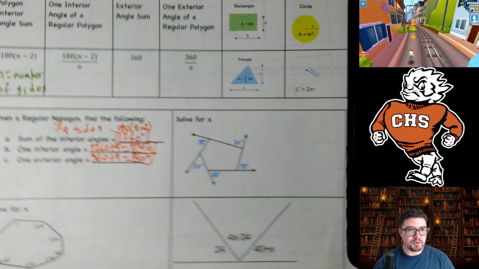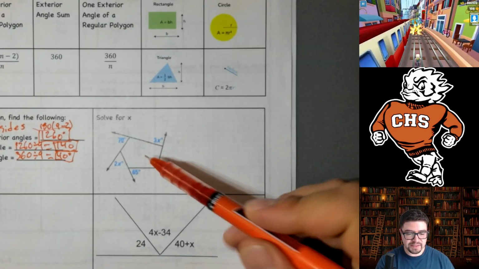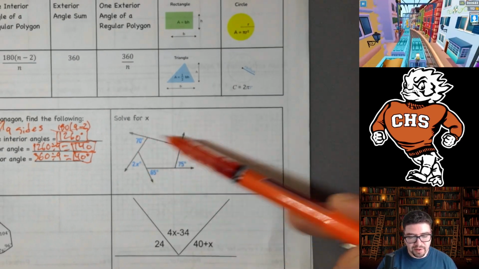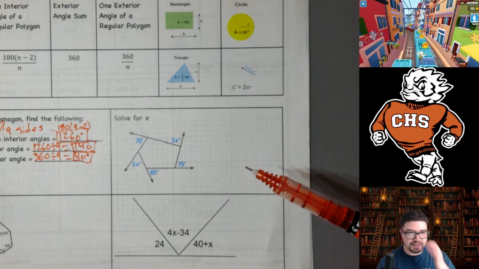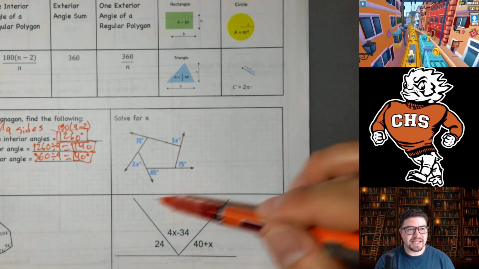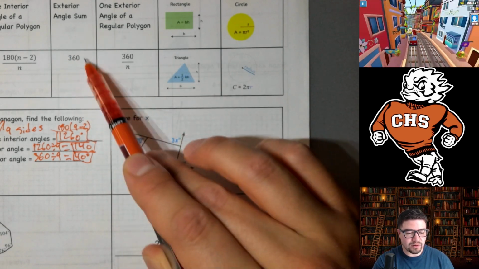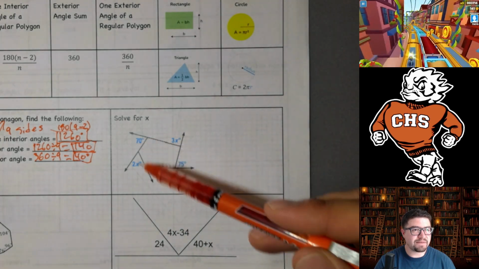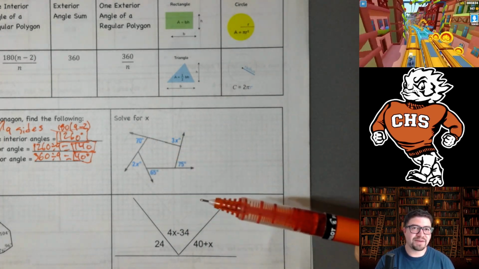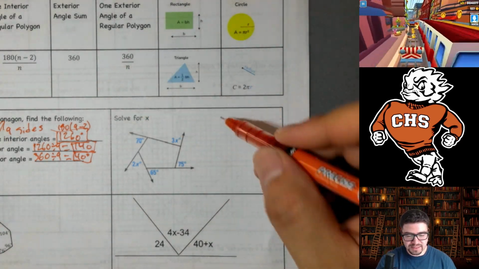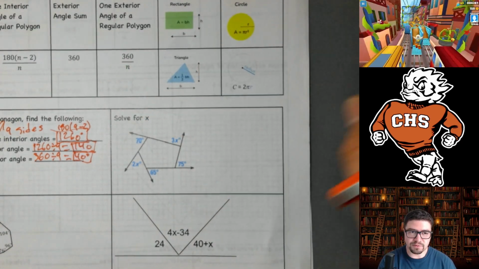Okay, so moving on, we're going to solve for x for this shape here. Now, it doesn't really matter how many sides it has. I could count up the sides, but it doesn't matter because the angles are on the outside. And no matter how many sides it has, that sum will always be 360. So if I added 3x plus 70 plus 2x plus 65 plus 75, that's going to be 360. So I can use that to set up an equation.